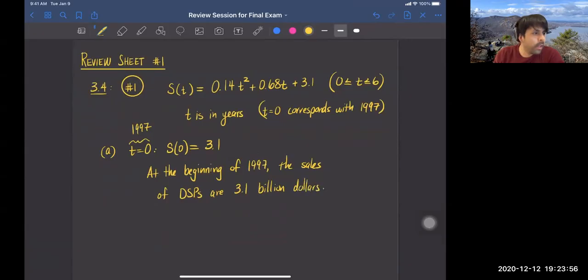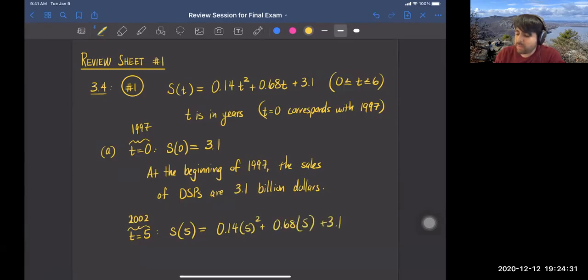And then it's a coupled question, with the year being 2002. So if you're in the year 2002, what would the t value be? Remember, t represents how many years after 1997. So if it's 2002, you're 5 years after 1997, so t would be 5. Then you would do the same thing: s of 5, which means you plug in 0.14 times 5 squared plus 0.68 times 5 plus 3.1.